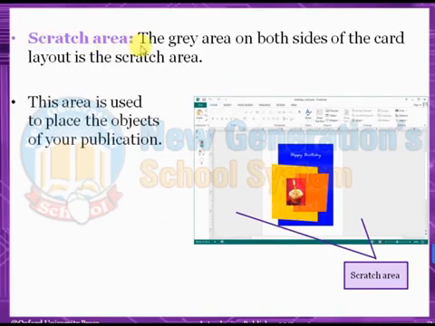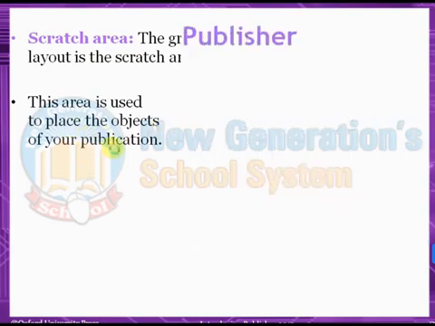So, scratch area: the gray area on both sides of the card layout is the scratch area. You can see the blank area, the grayish area, this is known as scratch area, and this area is used to place the objects of your publication.